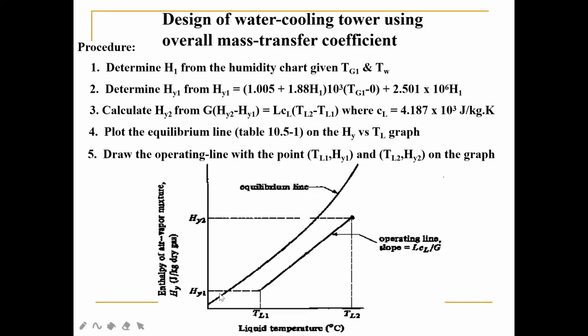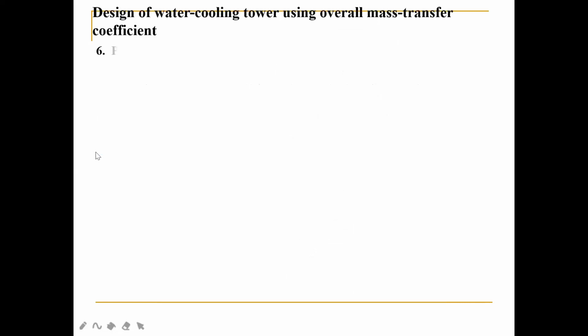Okay, so remember you have 2 types of equation, which is using the film mass transfer coefficient, and the other one is using overall mass transfer coefficient. So let's see, how do you do this with the overall mass transfer coefficient with the capital K, okay? So you will do step 1, 2, 3, 4, 5, just like how you do for the method using the film mass transfer coefficient. Okay, so starting from step 6, it's going to be different.